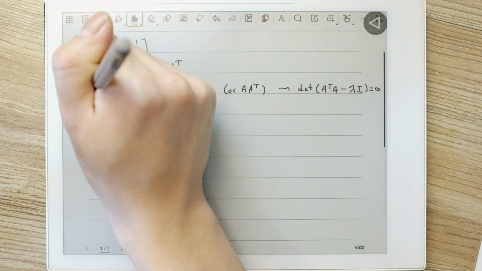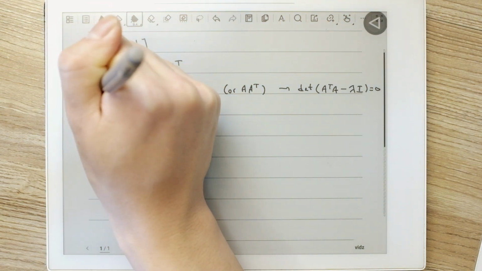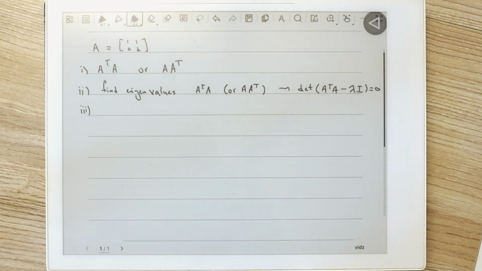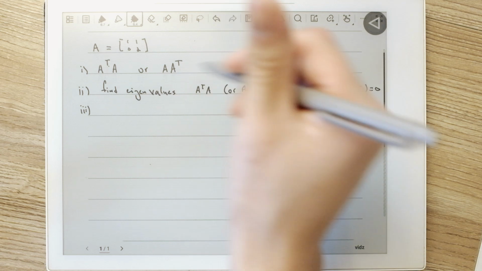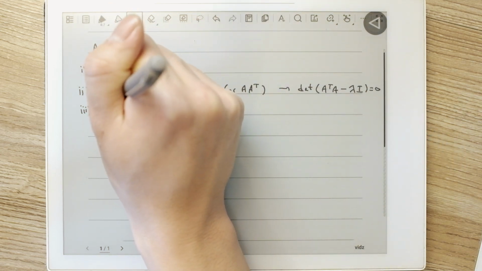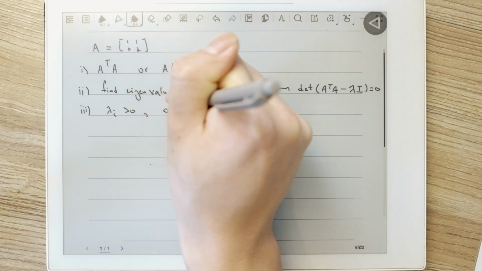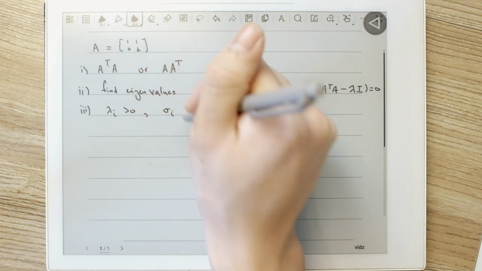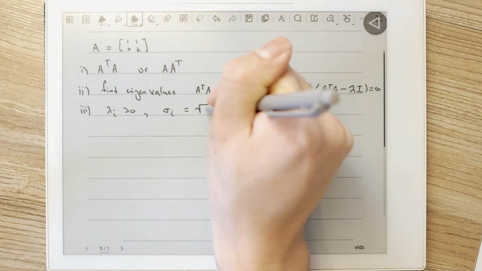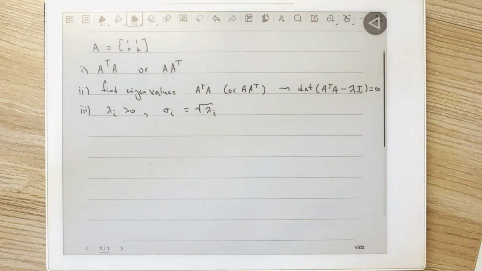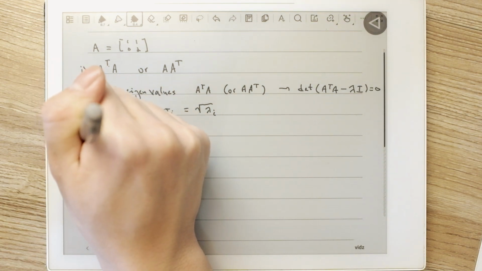And then the third and final part, to find the singular values, is for every lambda_i bigger than 0, we define our singular value, sigma, as equal to the square root of lambda_i. Okay, so why don't we do that? Let's start with the first step here.